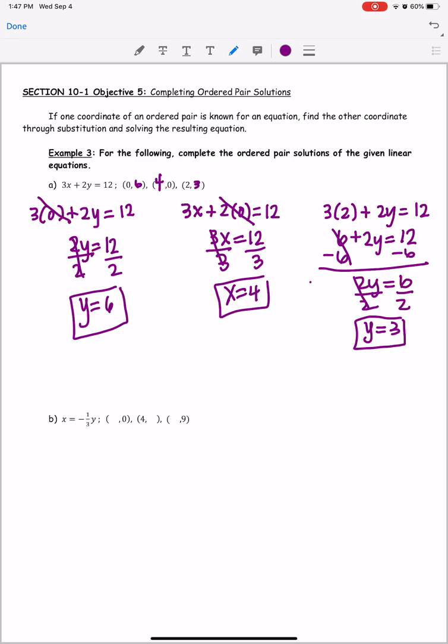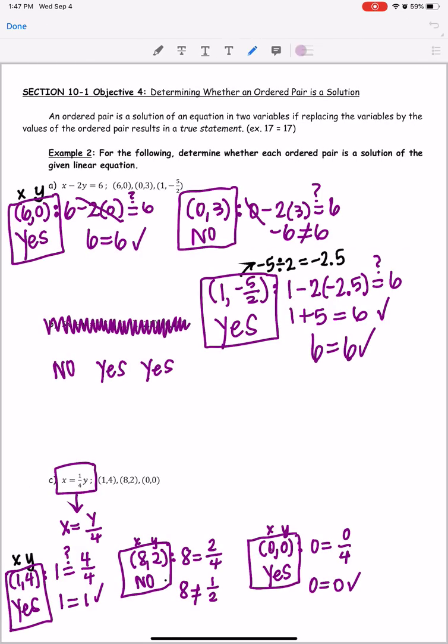B is the same thing, but I know you don't like that fraction, so I figured we would do one with the fraction. So, on B, x equals negative 1/3 y. Same thing as the previous page when we made this change here, make the change.